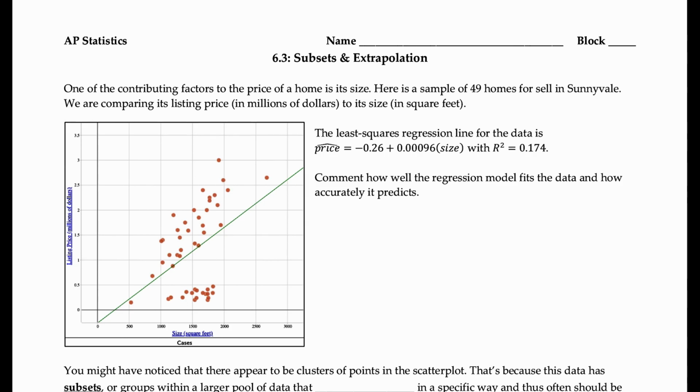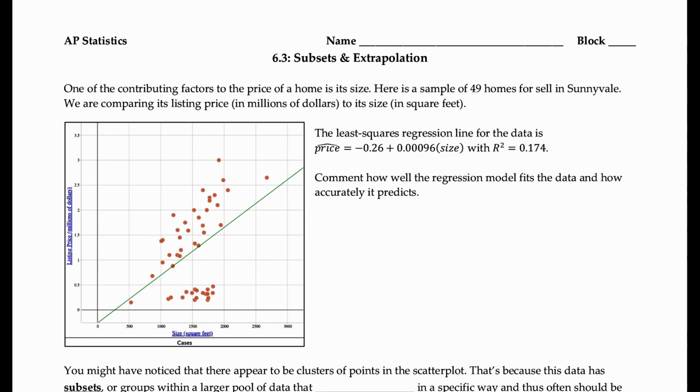So one of the contexts we're going to be looking at here is about homes in Sunnyvale and how much they cost. One of the contributing factors to the price of a home is its size, and the most common way to measure size for a home is square footage. So here's a sample of 49 homes for sale in Sunnyvale, and we're going to compare the listing prices on Zillow and the size listed on Zillow as well. This is size in square feet, listing prices in millions of dollars.